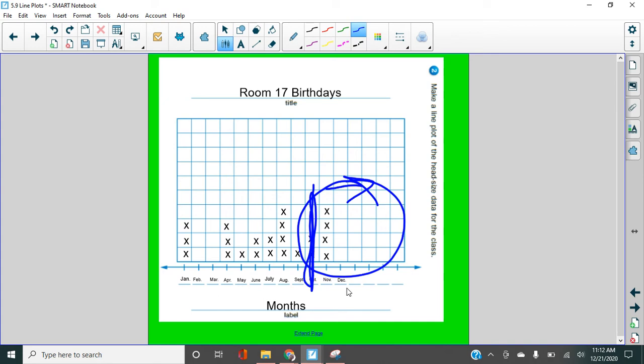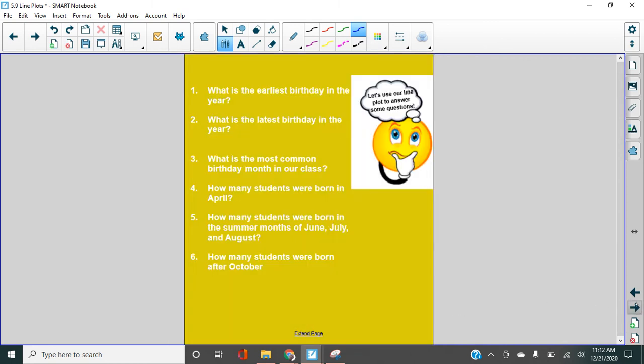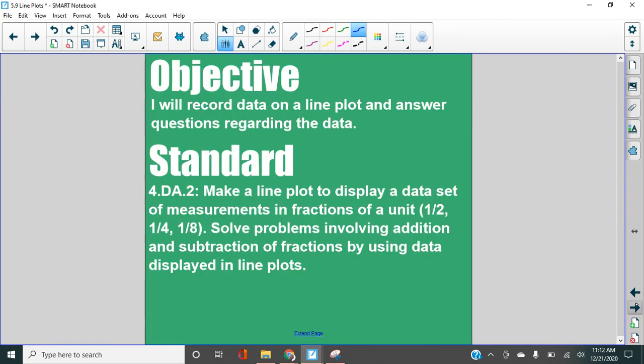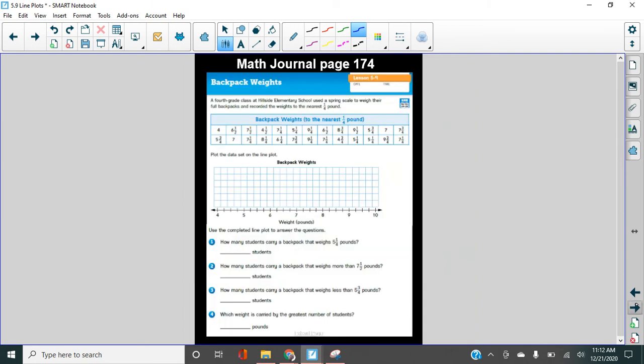If we asked how many students were born before June, we wouldn't count June, but we'd count everything before June. And we would say 1, 2, 3, 4, 5, 6, 7. So this is how we can use line plots to organize data and to be able to then answer questions about that data. A lot of scientists, the big science connection here, scientists certainly use this, as do mathematicians.